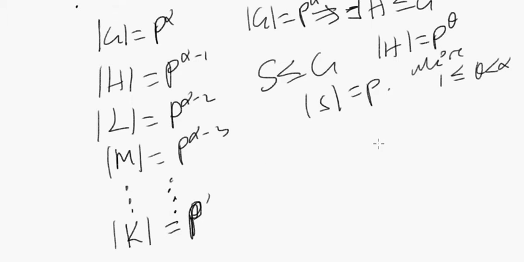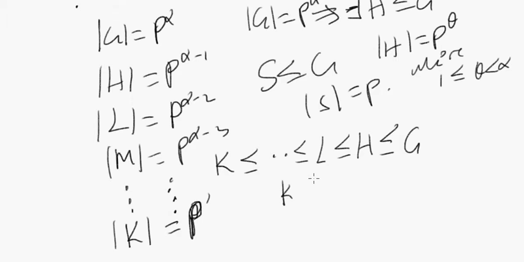But if H is a subgroup of G and L is a subgroup of H and so on and so forth, and K is a subgroup of whatever came before it, doesn't that mean that K is a subgroup of G? So then, haven't we found a subgroup of G such that the order of K equals p, right? Wouldn't this be a proof of our theorem?